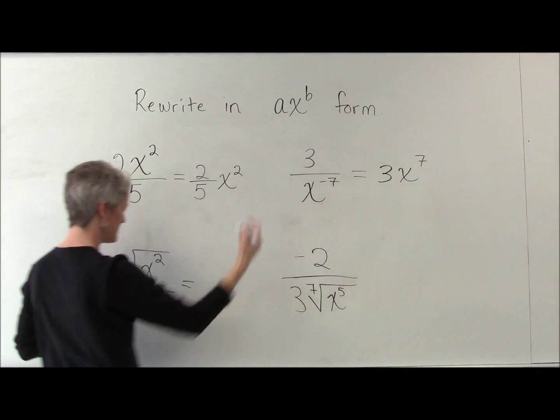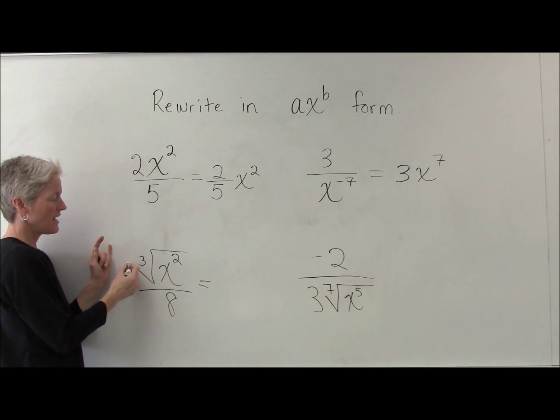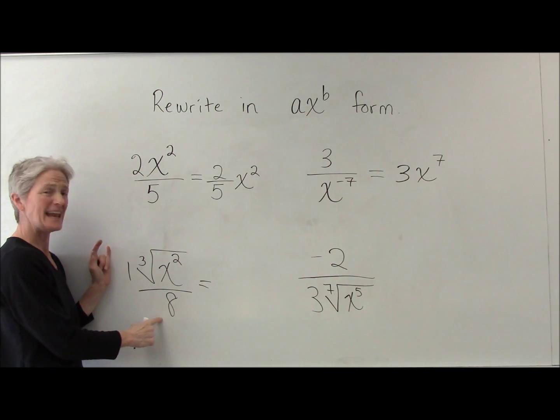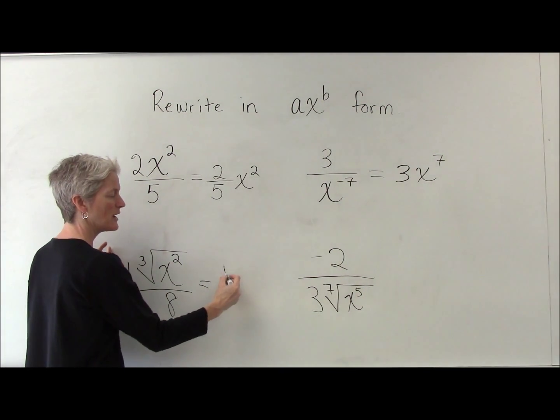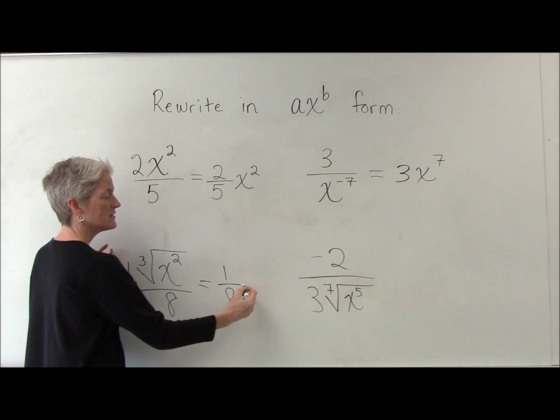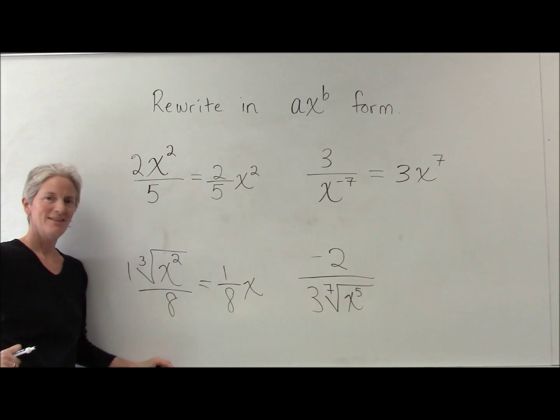All right, here we go. A times x to the b. My coefficient is going to be, you have to think about a little invisible 1 there. It's not 8, because that 8's in the denominator. My coefficient would be 1/8 times x to the, holy cow, that's a radical. How do I rewrite radicals using exponents?